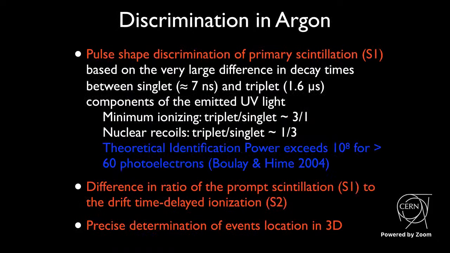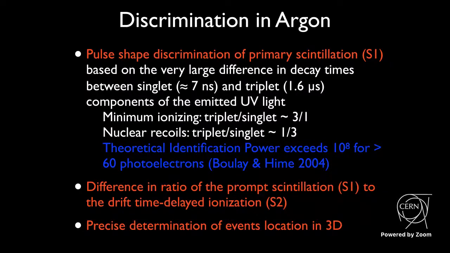In argon, it's very different, because in argon there is another very important, fundamental tool, which is the pulse-shape discrimination of the primary scintillation light. This is based on the fact that there are two components for the scintillation: the singlet and triplet emission from the dimers in argon.